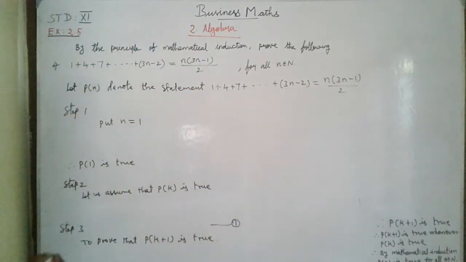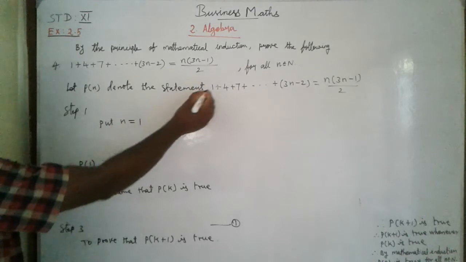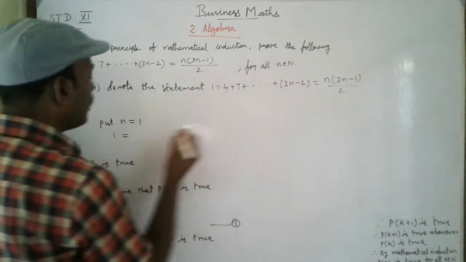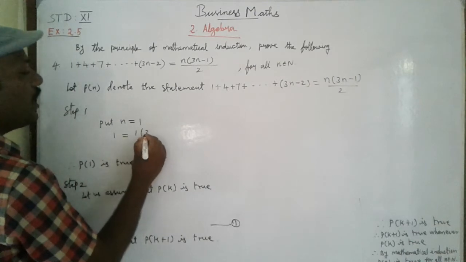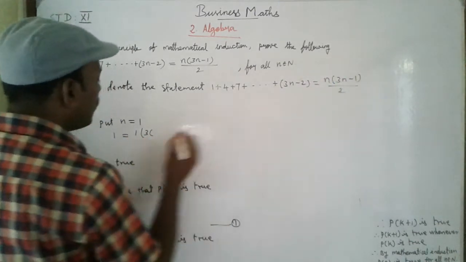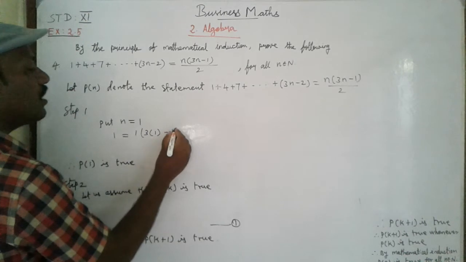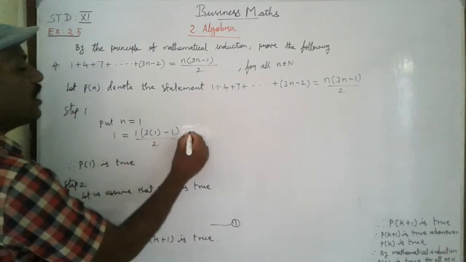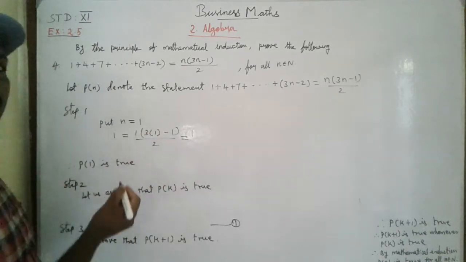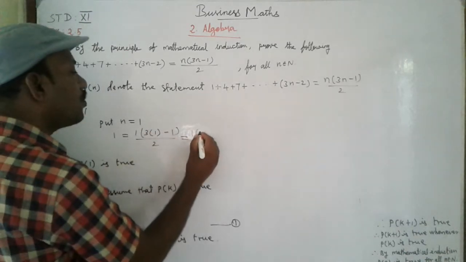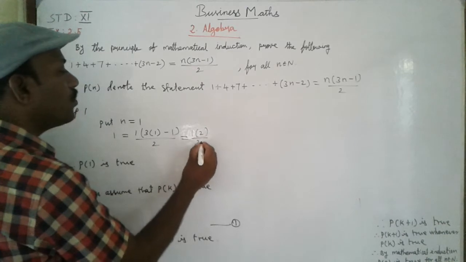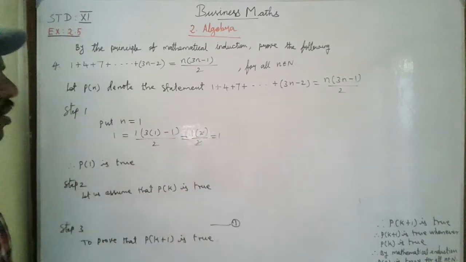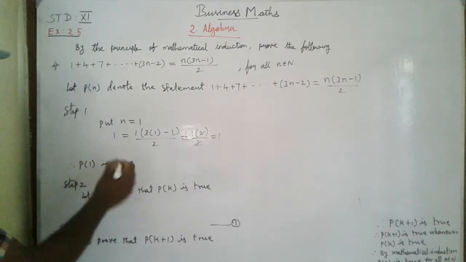Step 1, put n equal to 1. If n is 1, then the first term only, 1, equals n is 1 into (3 into n is 1 minus 1) divided by 2, equal to 1 into (3 into 1 is what? 3 minus 1 is 2) divided by 2. The 2 cancel, so that is equal to 1. So 1 equals 1. P of 1 is true.